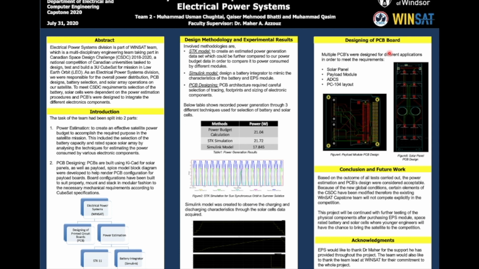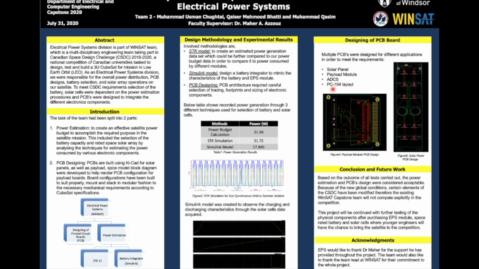So as you can see on my right hand side of the poster, you can see a couple of designs for our PCB. One of them is for payload module and the other one is for solar panels as well. And there were others as well that were designed for ADCS and PC104 layout. They were unfortunately not printed because of the global conditions. So we were able to successfully design roughly about 4 to 5 PCB boards.